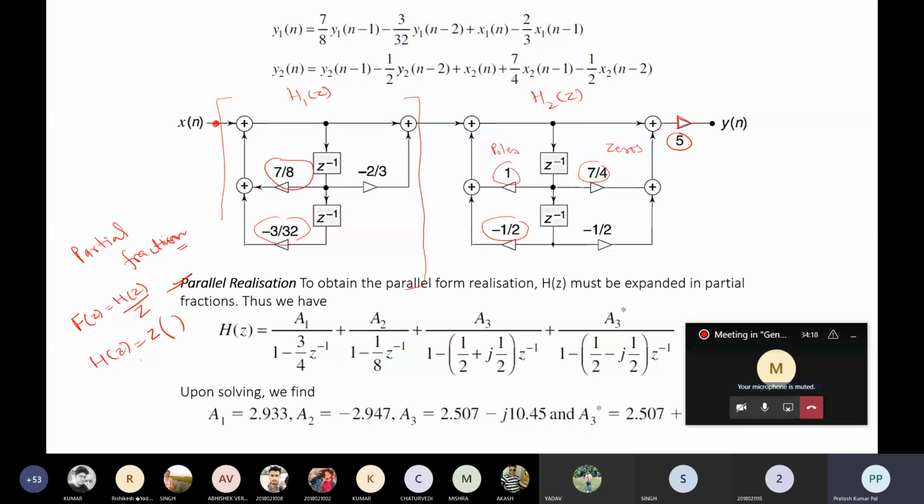Whatever realization will be there, this will be in parallel from this one, and a single input will be there, and different realizations will be there, and at the end all are added. So this will be the realization from x of n to y of n. This is how the parallel realization is taking place. For the parallel realization, we will be expanding it.